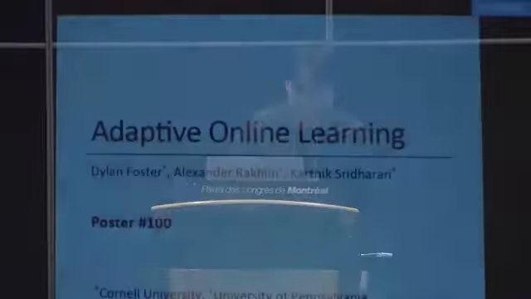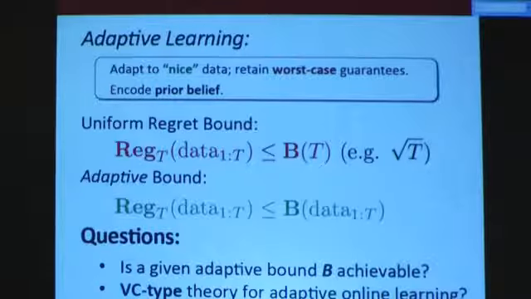Hi, my name is Dylan Foster. This is a joint work with Alexander Rocklin and Karthik Sridharan. So we study adaptive online learning algorithms. And these are online learning algorithms that are interesting because they can adapt to data that's nice or easy in some sense to achieve improved performance, but still maintain strong worst-case performance guarantees.